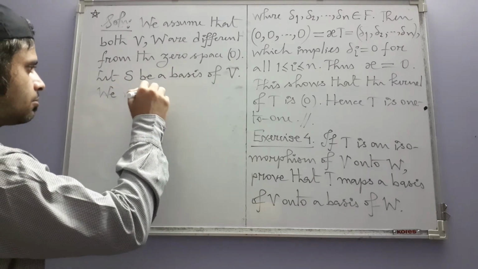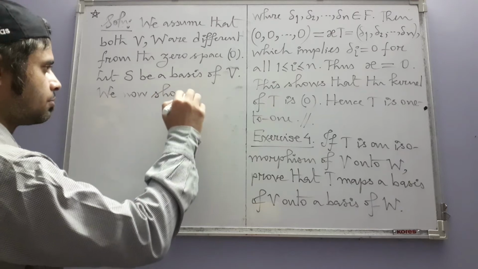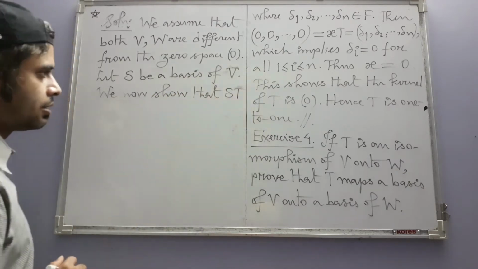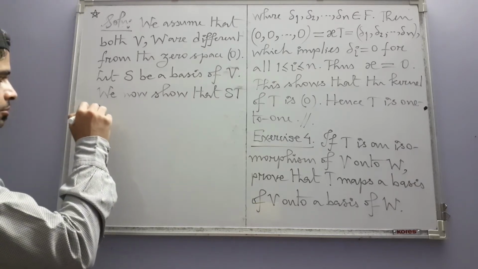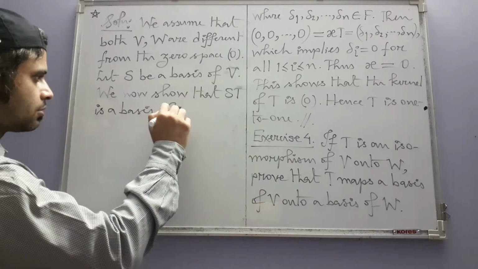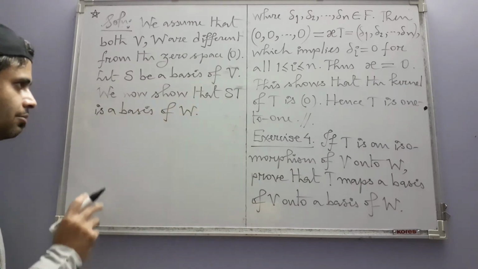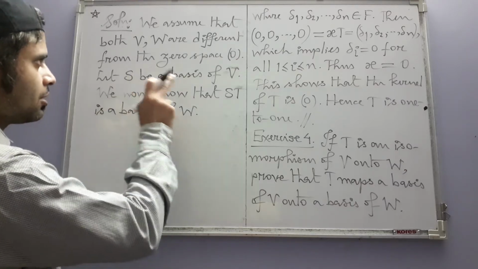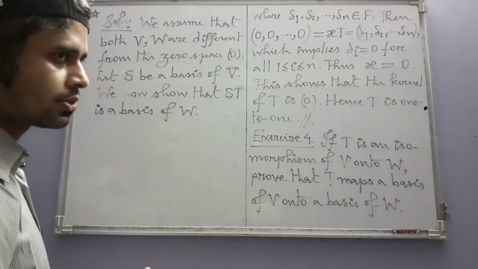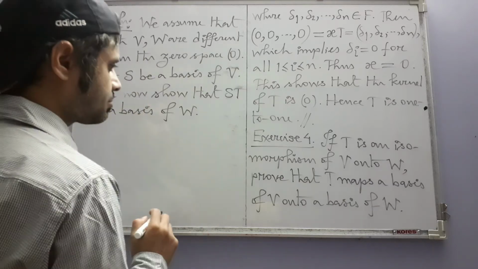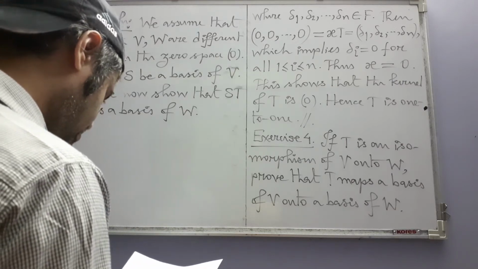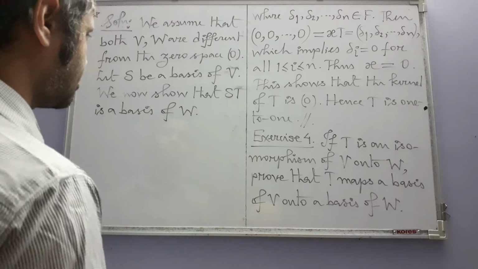We now show that the image of S under T, ST, is a basis of W. I reiterate, because V is not necessarily finite dimensional, this S may not be a finite set. Am I saying it correctly? Yes, no condition about dimensionality is given.